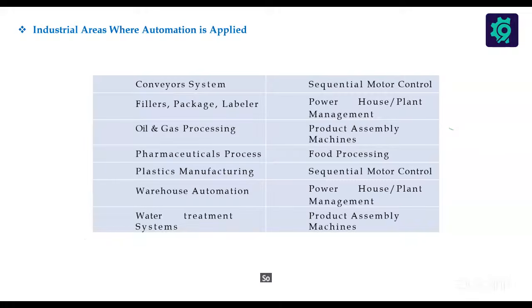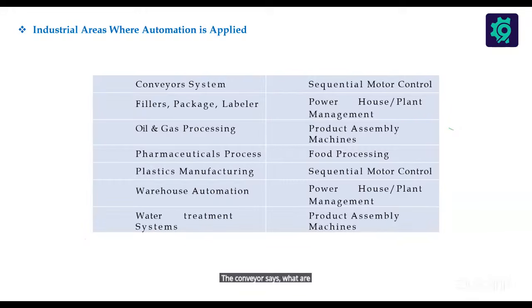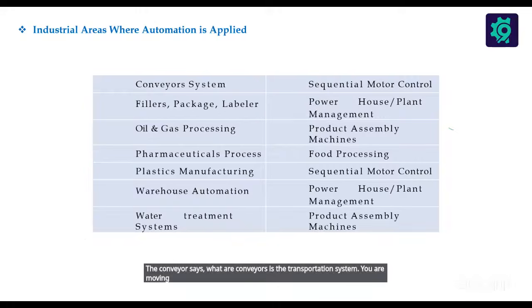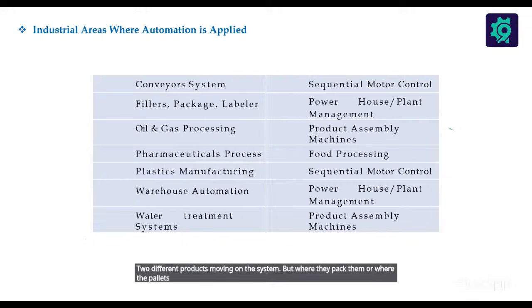So conveyor systems. You can automate a conveyor system. What is a conveyor system? A transportation system. You are moving, say, a pallet or a carton from one point to the other. You use a conveyor to convey it from one point to the other. So you are not just moving cartons sometimes. For example, on the conveyor system, you have two different products moving, but where they pack them or the pallets that you fix them on are different, because you want to bag based on sizes or based on batches, right?